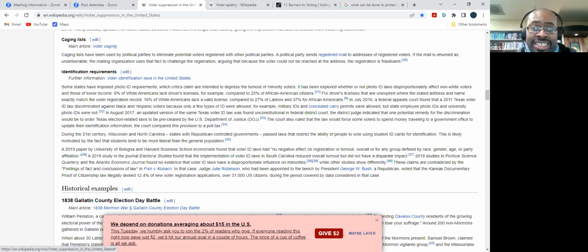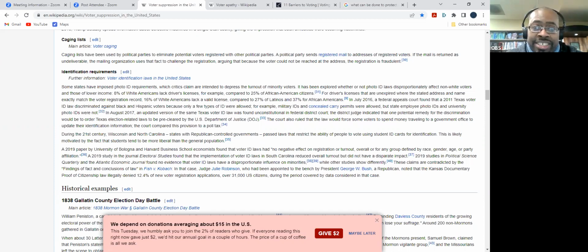For driver's licenses that are unexpired, the state address and name must match the voter registration record. 16% of white Americans lack a valid driver's license, compared to 27% of Latinos and 37% of African Americans.